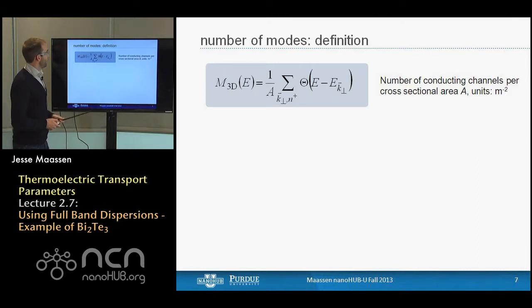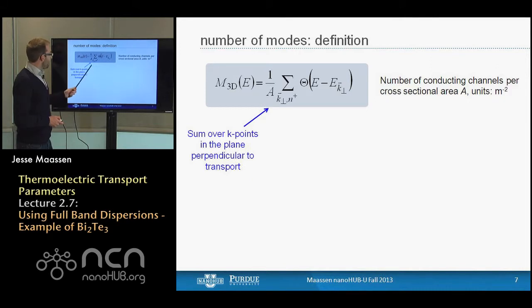So A is the cross-sectional area, and here you have a summation over k points, perpendicular. I have a little perpendicular sign. So this is a sum over k points, but in the plane perpendicular to transport. So for a 3D solid, you're actually only doing a 2D summation. And often this is translated into an integration.